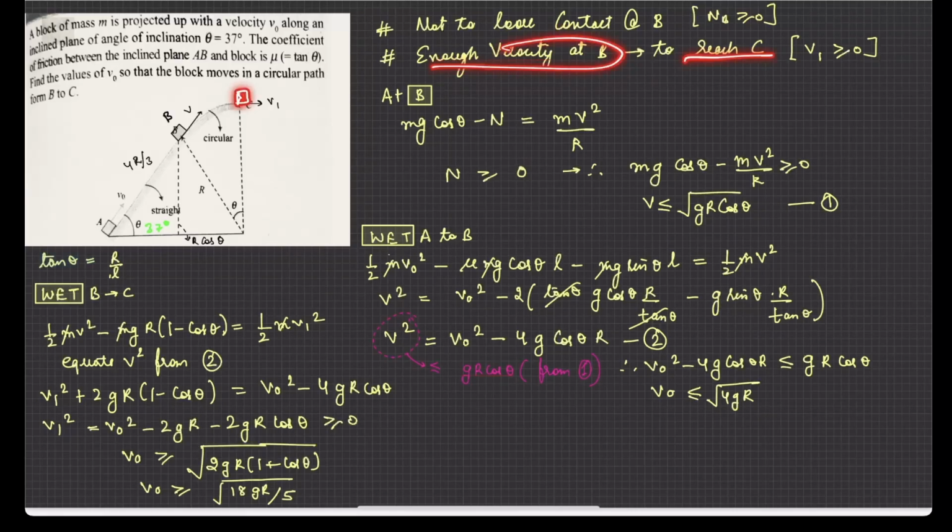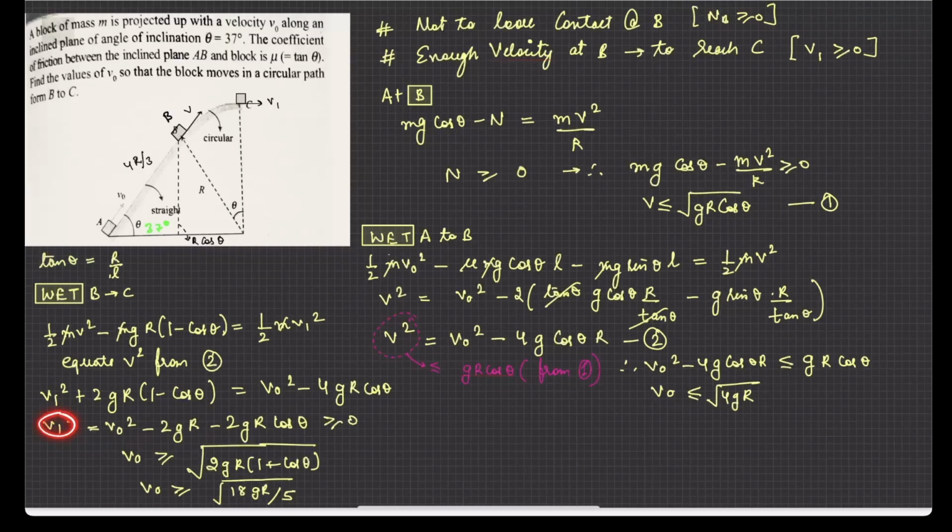That means there will be some velocity at B, so the velocity at C should be greater than or equal to 0. Minimum should be 0, but it should be greater than 0. Only then will it be the minimum velocity of B for it to reach C. Otherwise, if the velocity at C is less than 0, that means whatever the velocity of B is, it will stop the particle here. It will never reach up to C. So to reach C, I have to see that V1 should be greater than or equal to 0. So minimum value should be 0.